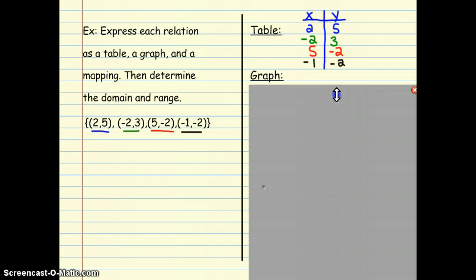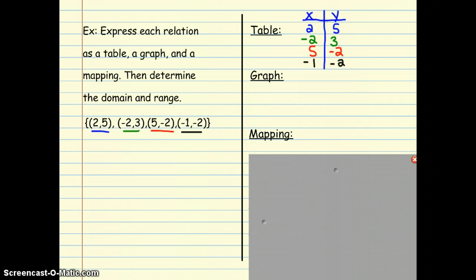To do the graph, it's pretty much like you think it would be. You're just going to graph those points. So again, our point 2, 5, you're going to start at the origin and go 1, 2, 1, 2, 3, 4, 5. So over 2 and up 5. And that's our blue point. Our green point, negative 2, and we're going to go 1, 2, and up 3.